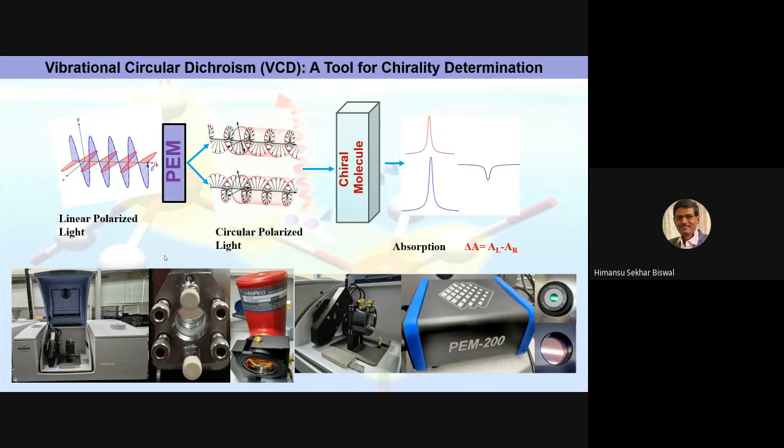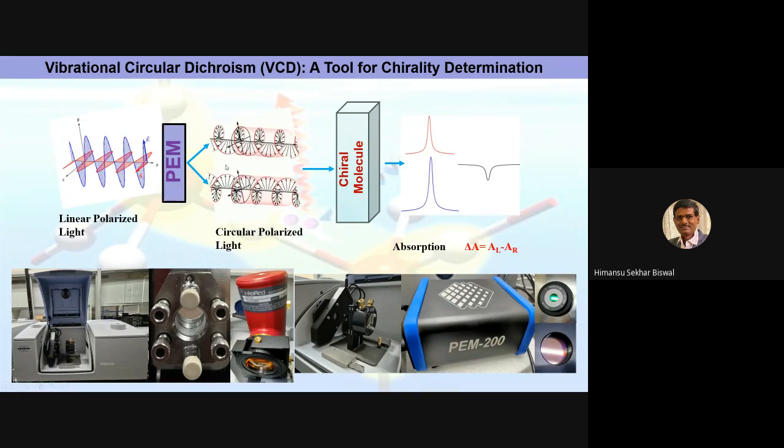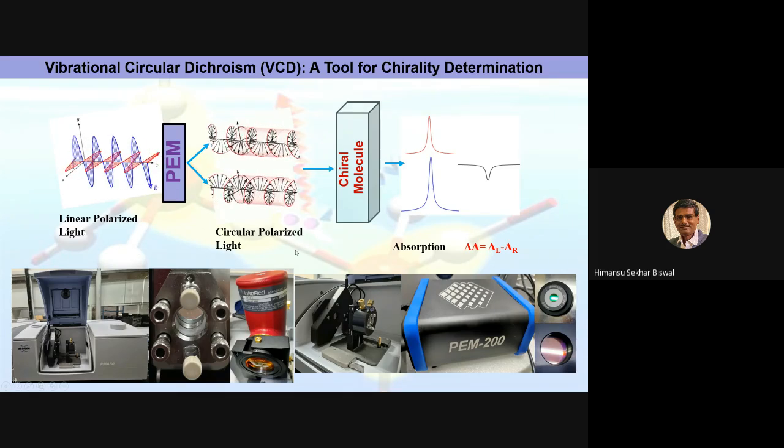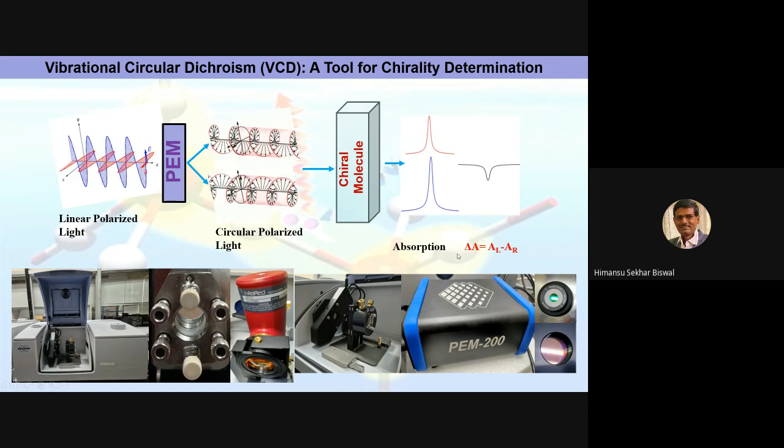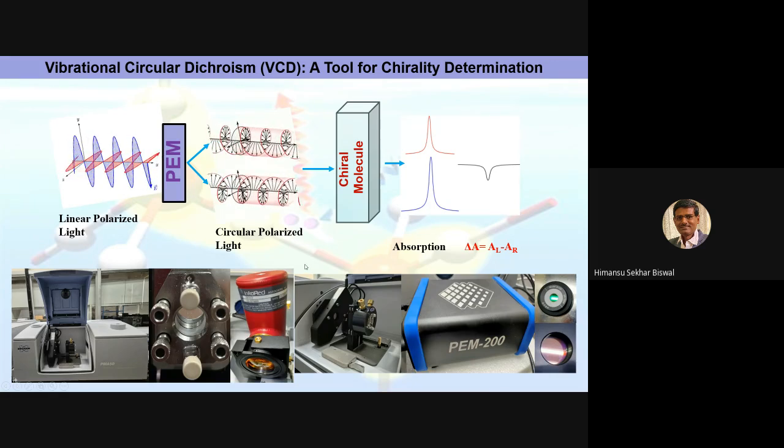This one I have already explained. What we do is take linearly polarized light, then use the photoelastic modulator, and we have circularly polarized light. If you have a chiral molecule, it will absorb the left circularly polarized light more and the right less, or in some cases vice versa. Then we take the difference between the left and right absorbance, and we get the CD spectrum. It could be vibrational circular dichroism, or it could be electronic circular dichroism.